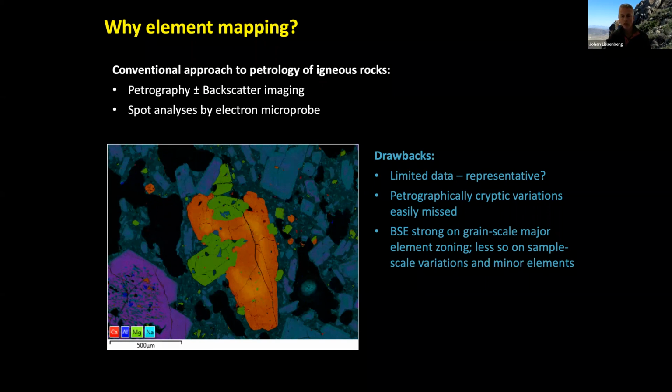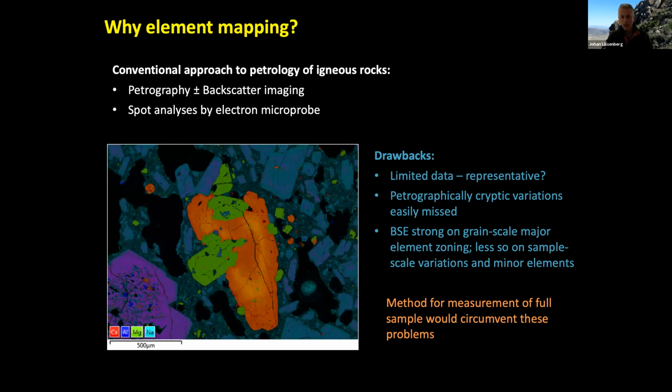Backscatter imaging definitely helps, especially when you study major element zoning on the grain scale, because that shows up readily on backscatter images. It's more challenging to do that across the full sample and for all phases, and it also does not reflect minor elements very well, if at all. So backscatter imaging is good for the grain scale, less so for bigger scales and different elements.